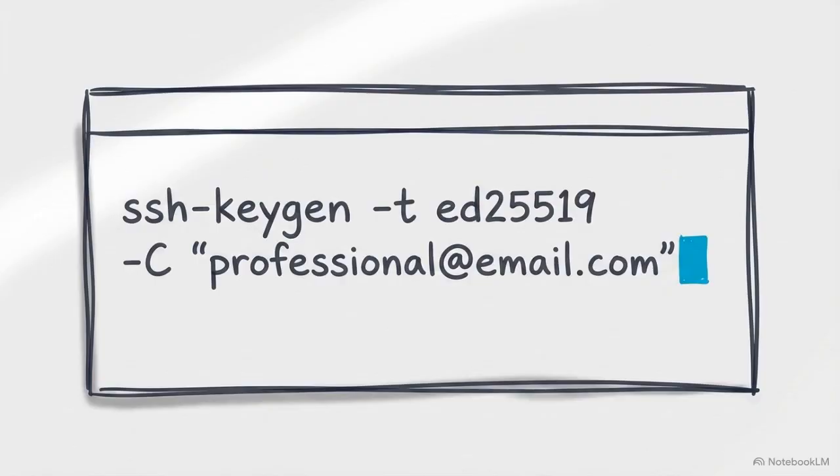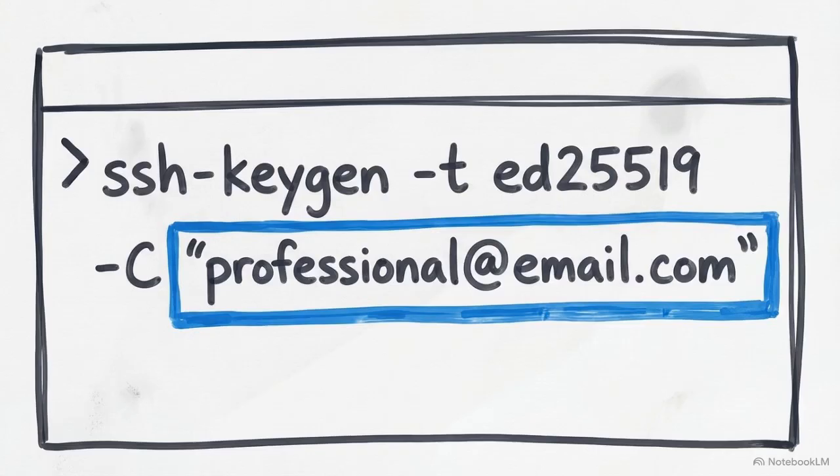Open your terminal. We need to generate a new, highly secure ed25519 SSH key specifically for your professional account. Type ssh-keygen -t ed25519 -C, followed by your professional email address. Stop before you hit enter on the next prompt.